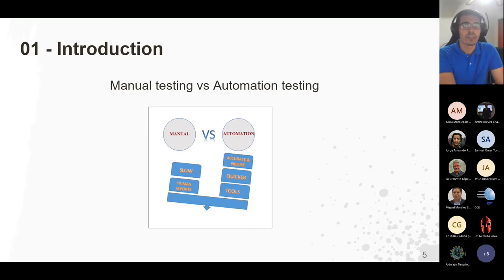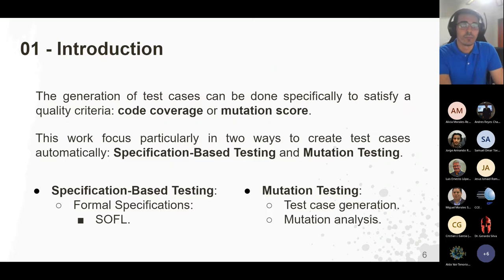We are interested in automating this task for all the benefits we can see in this image. It's quicker, more accurate and precise. Well, the generation of test cases depends on the criteria being used. It can be code coverage or mutation score. We chose mutation score as the criteria because there are already several papers working on code coverage, and because a test suite that achieves a high mutation score will also achieve high code coverage.